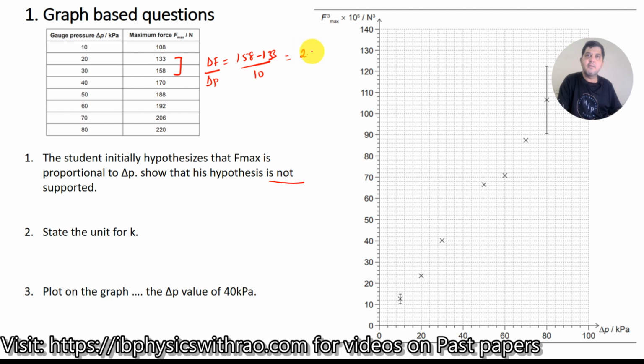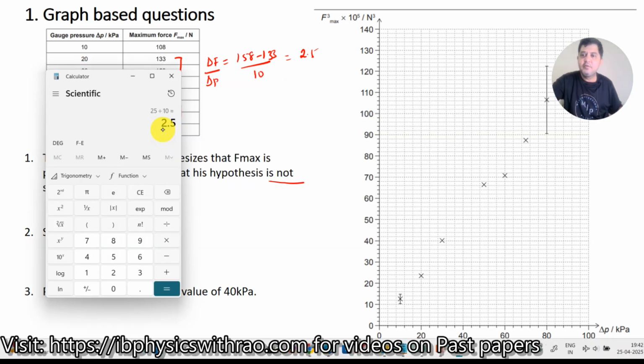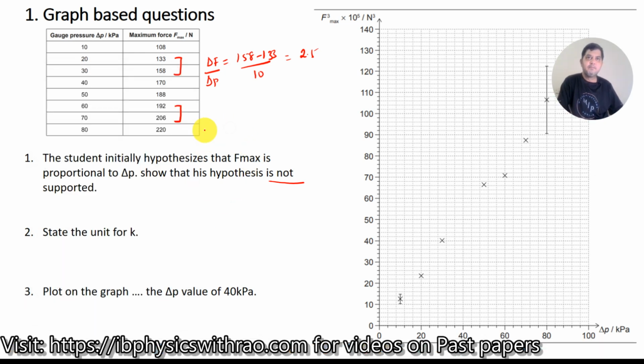I'll write 2.5. Now I'll take 2 more values. Any point you take, it doesn't matter. Or maybe you can take any other difference also. If I do this one here, 206 minus 192, 14. So here delta f is 14 divided by the difference along delta p, which is 10 over here. So you get the answer 1.4. Now what do you understand? Delta f by delta p is the slope. Here also slope. The slope is not a constant. If the slope is not constant, delta f is not proportional to delta p. Right? That's what you need to do.